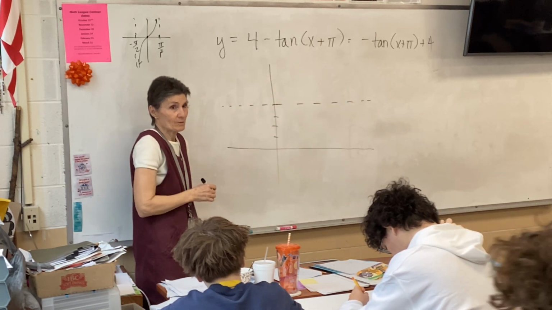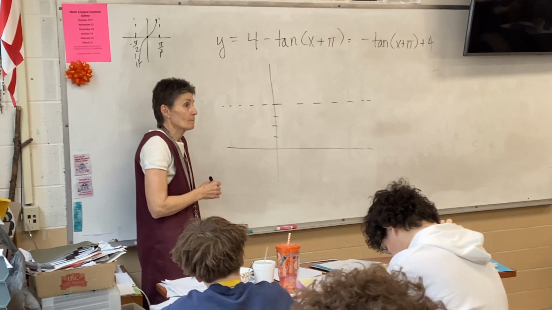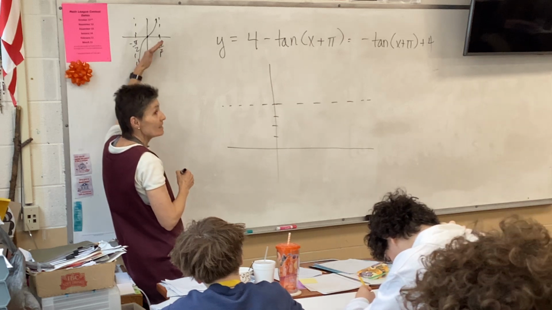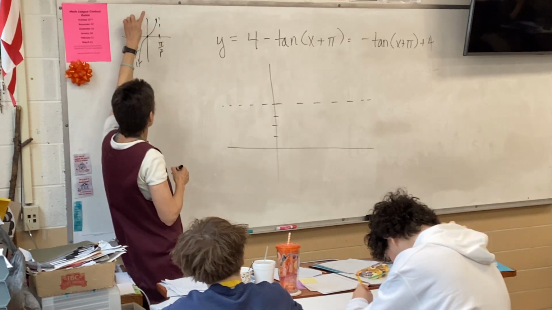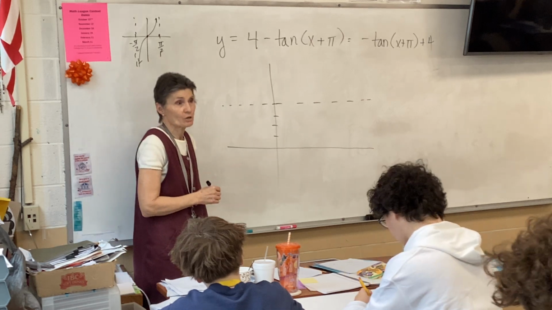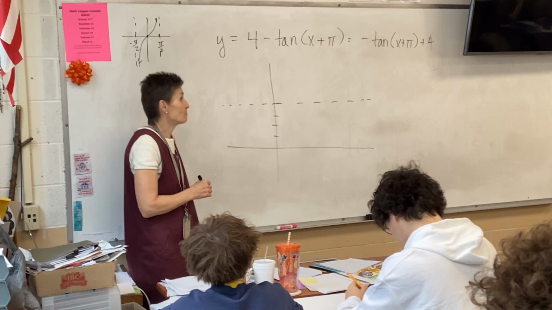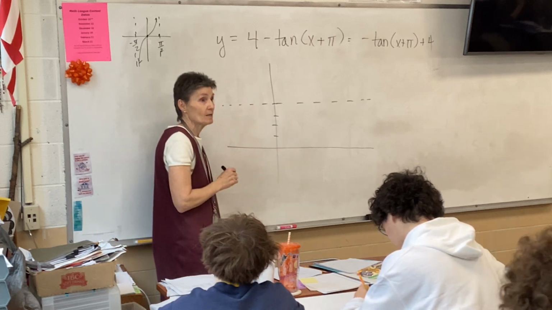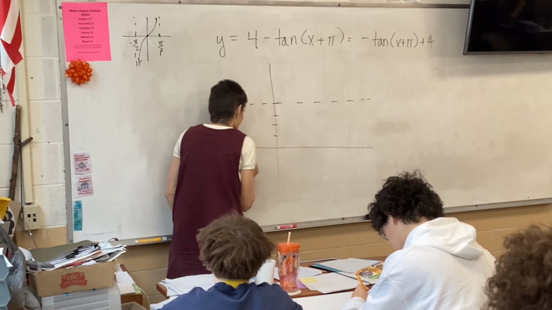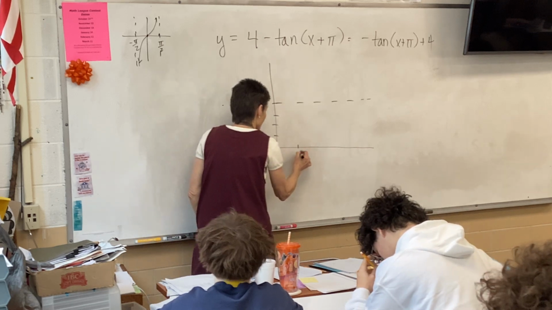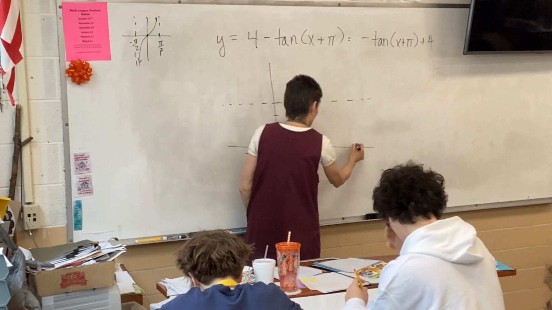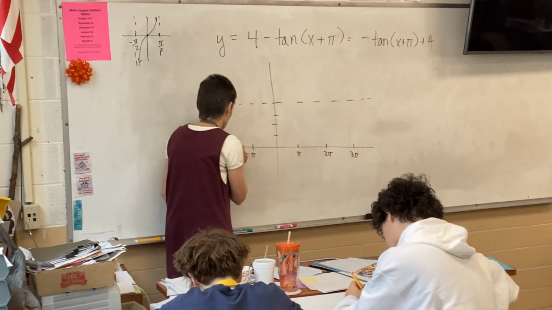Well, what else has changed? First, it's going to be upside down, so instead of being an increasing function, it's going to be a decreasing function. What else has changed? It's moved to the left, pi. So I'll put negative pi here. I'm going to try to keep some kind of scale. This would be 2 pi, 3 pi. All right, some kind of scale here.